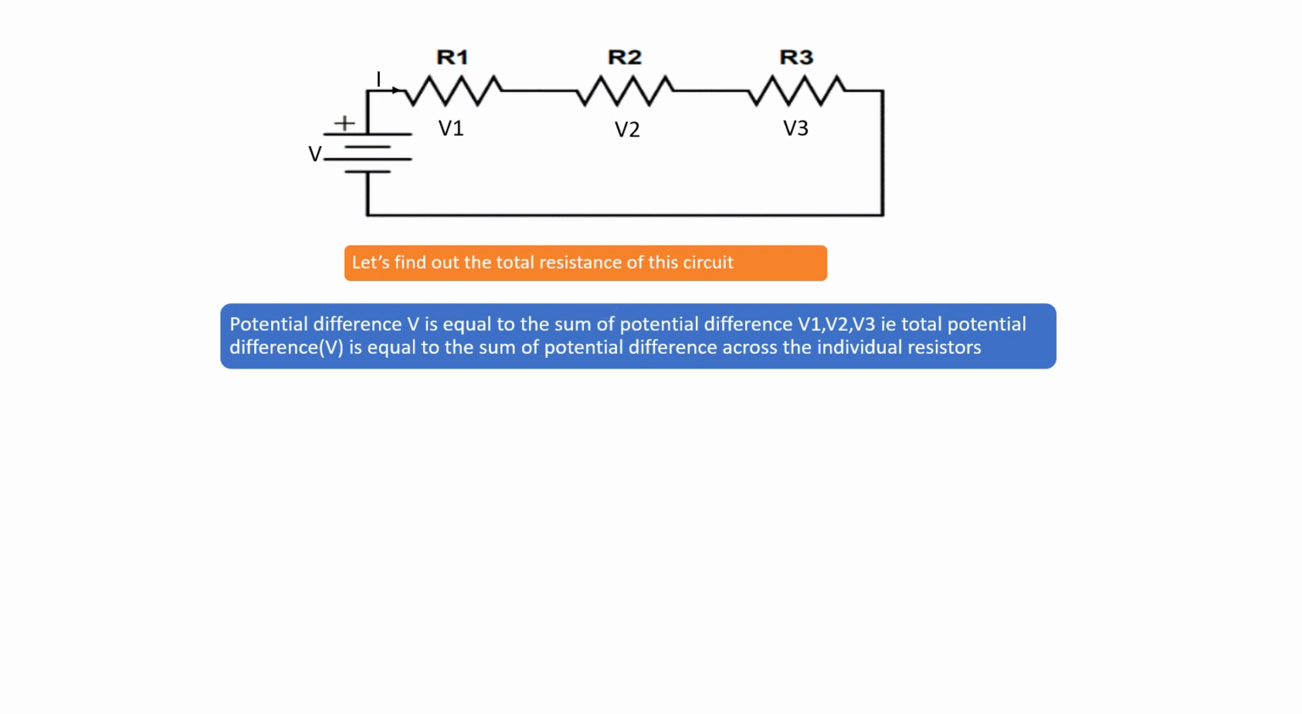Let us find out the total resistance of the circuit. In this circuit, the total potential difference is V, that is equal to the sum of potential difference across all these resistors, that is V1, V2 and V3. The potential difference is equal to the sum of potential difference across the individual resistors. So V is equal to V1 plus V2 plus V3.